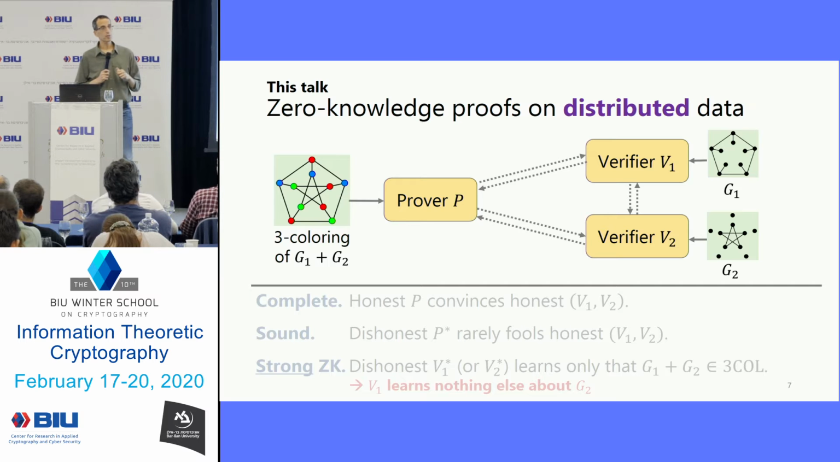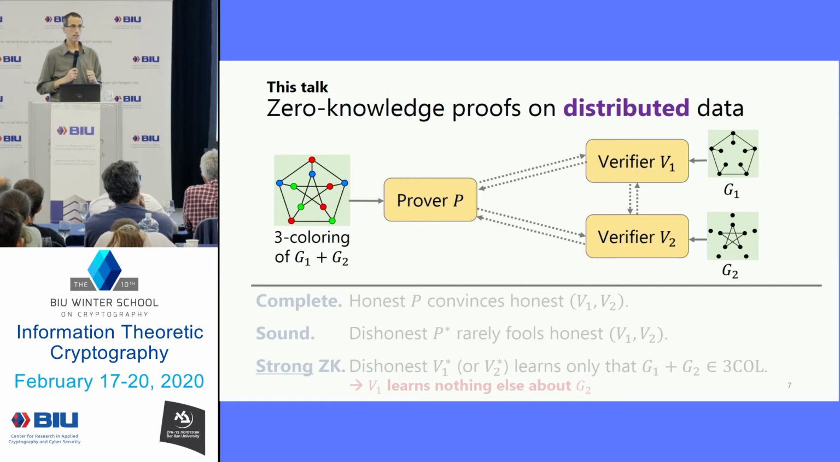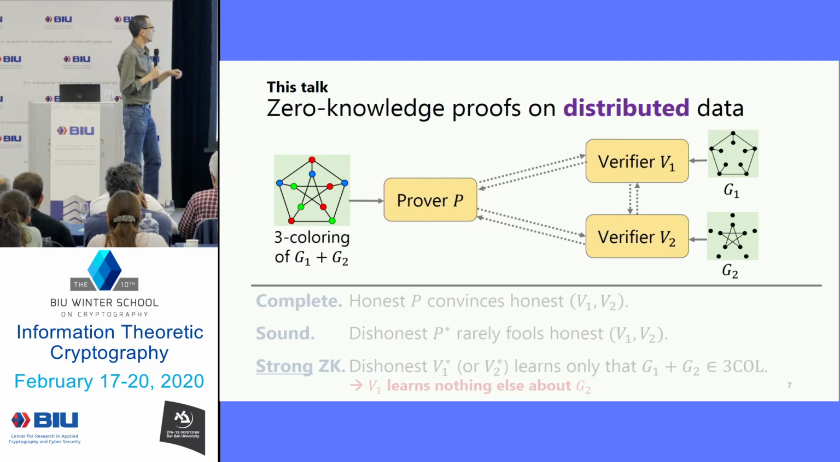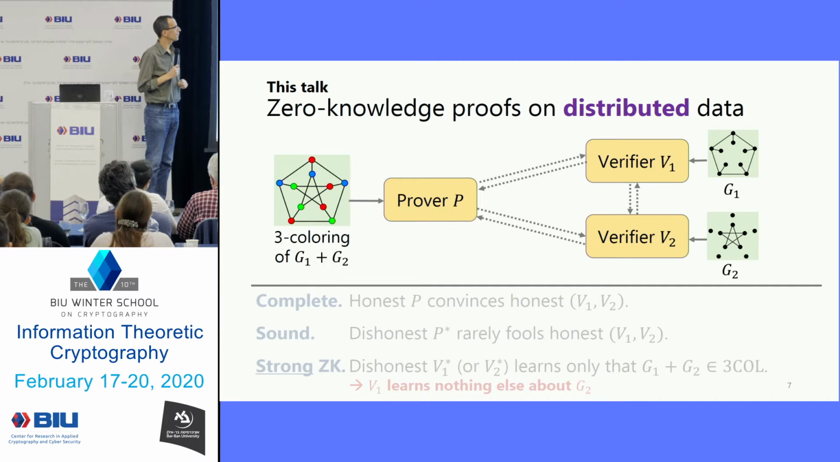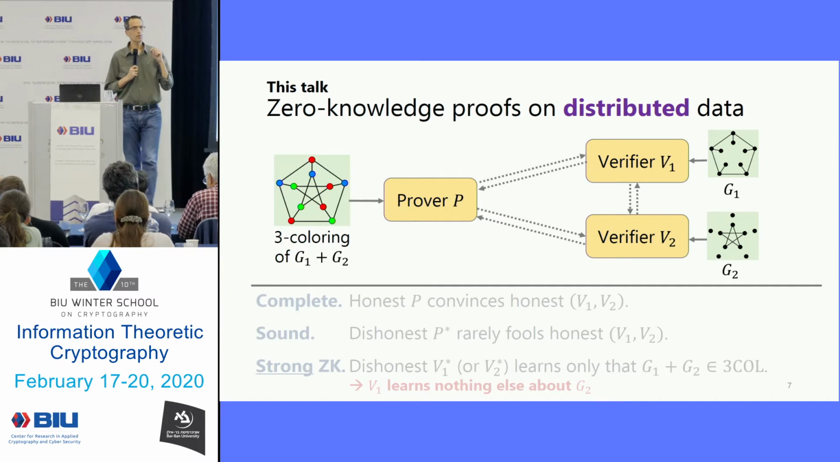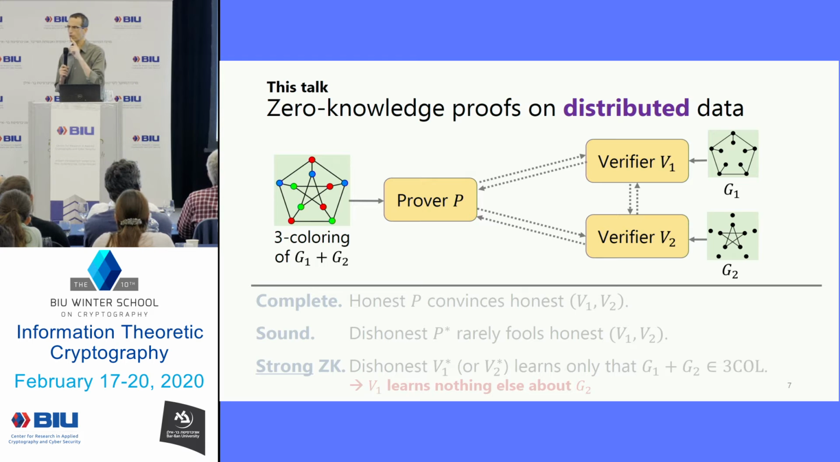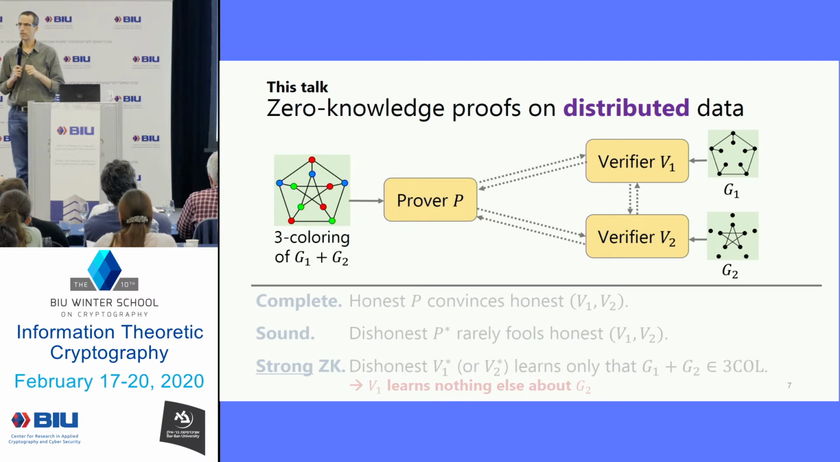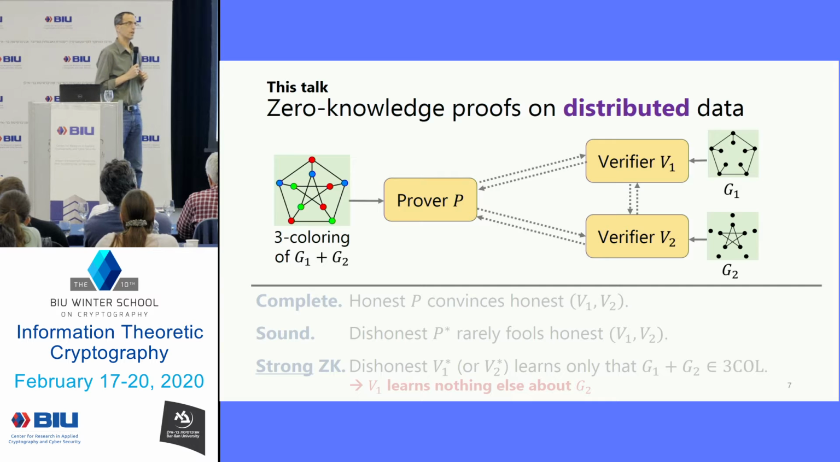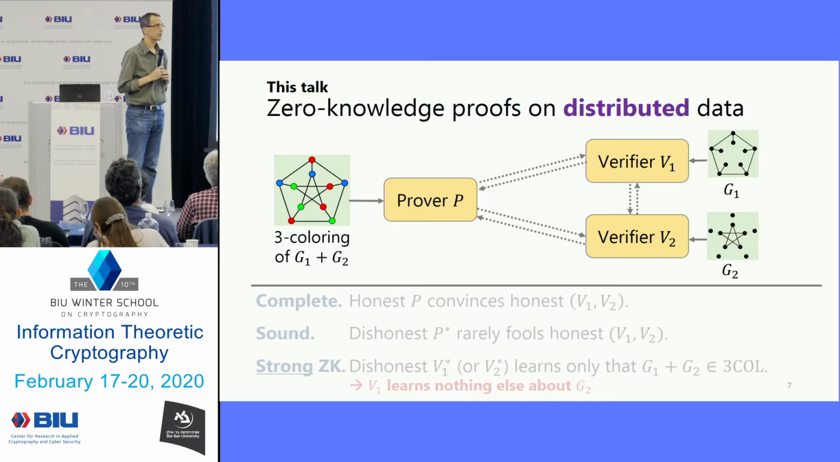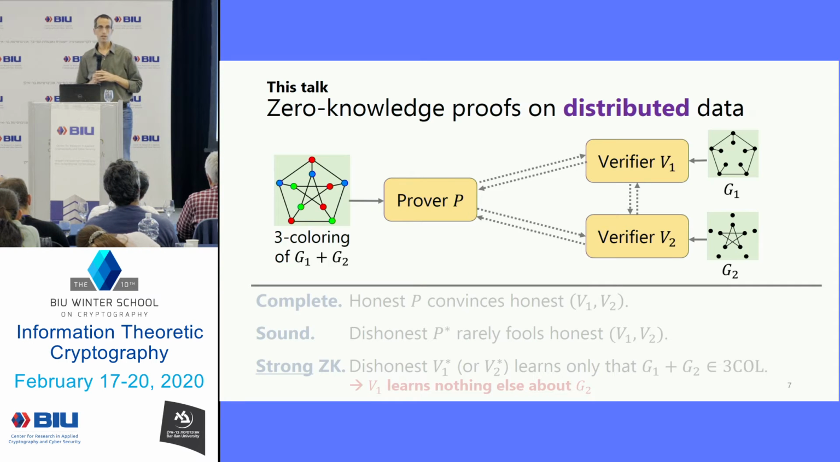We want to do zero knowledge proofs on distributed data. So now we have the prover P, and it has the same kind of graph. But the verifiers do not have a graph. There is more than one verifier, say 2 in this instance, and they don't have the graph explicitly. They have a sharing of the graph. So maybe V1 has part of the graph and V2 has another part, and together they share the graph.